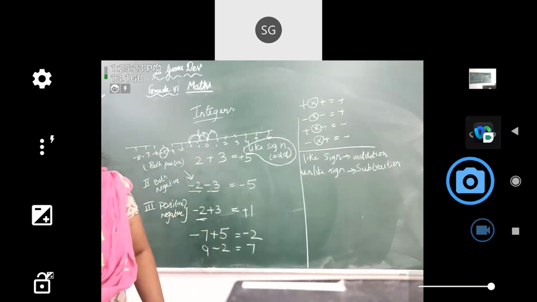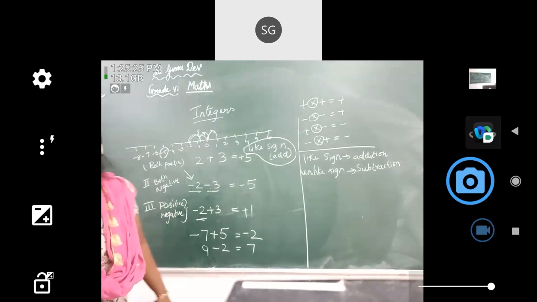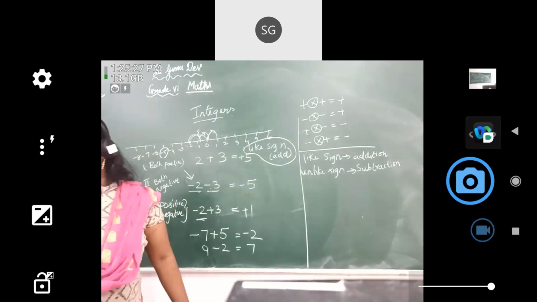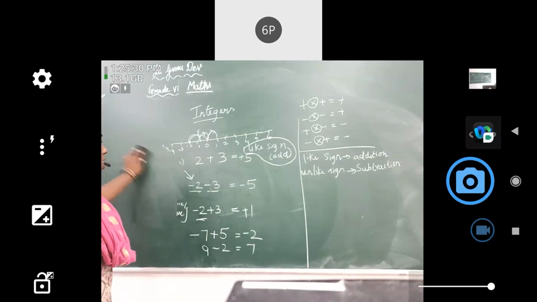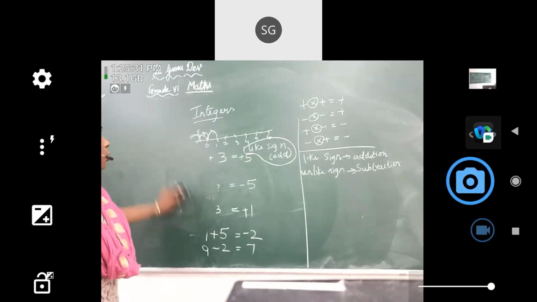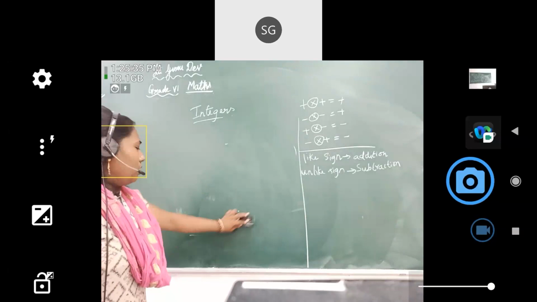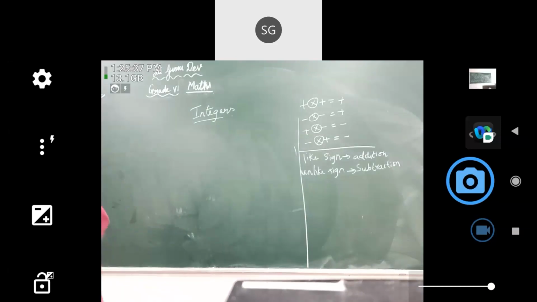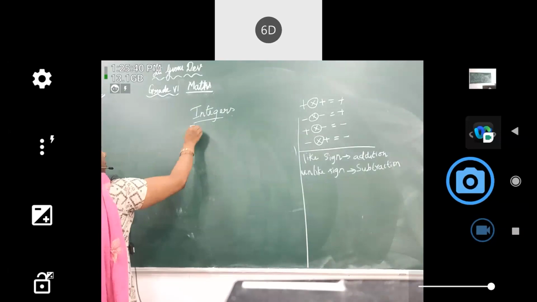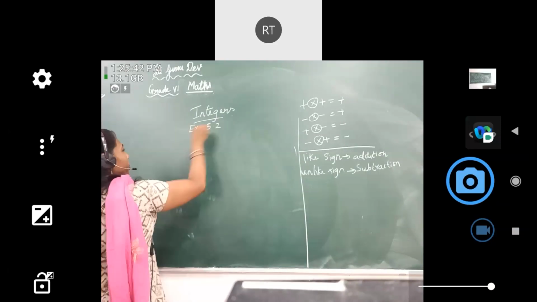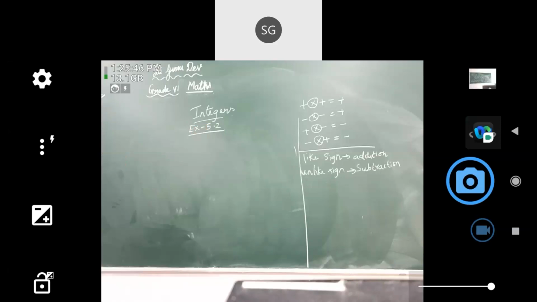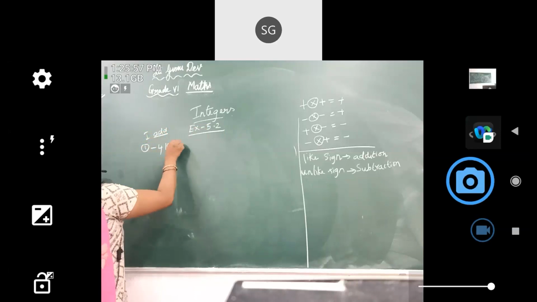Is this concept clear? Clear, ma'am. Okay. We will do some problems. At that time, you will understand more clearly. Now, exercise 5.2. First problem: add minus 410 and 172. Everything here is add.